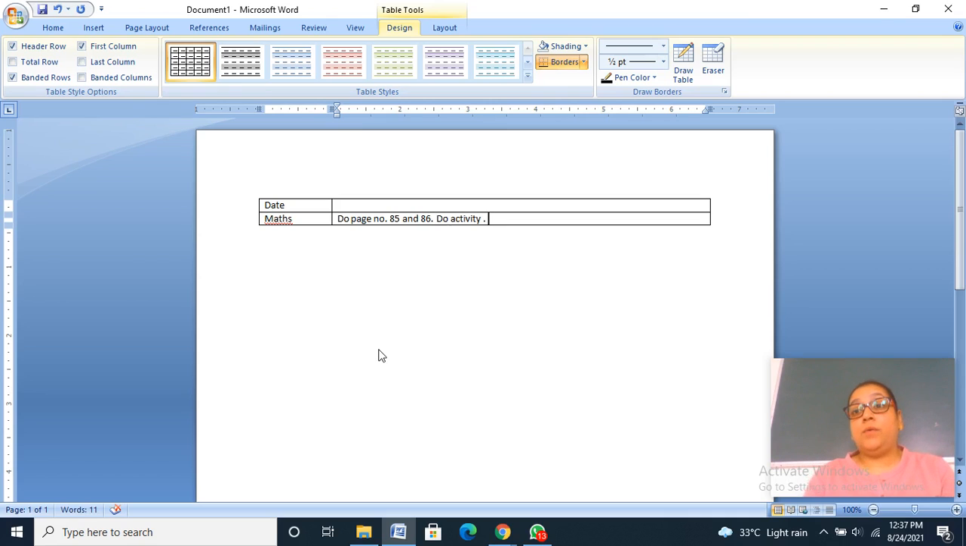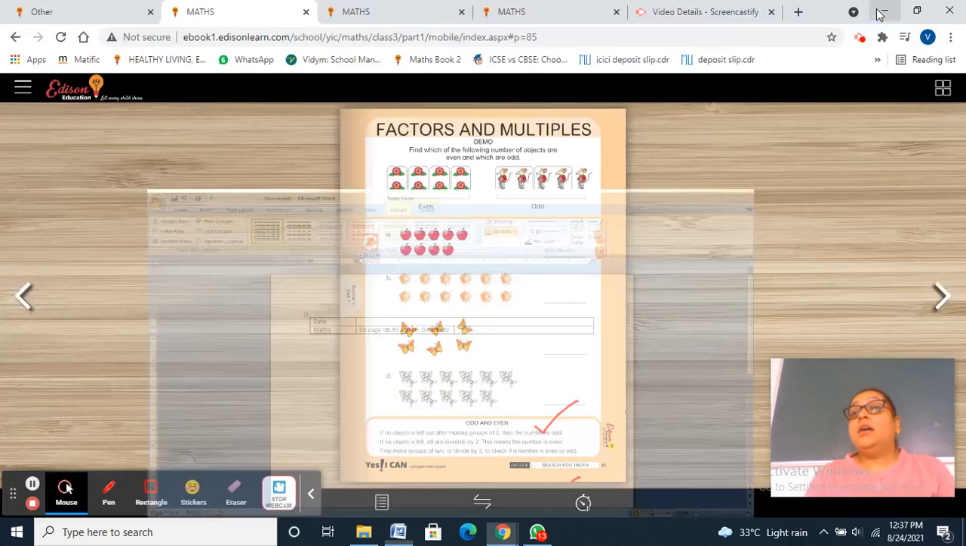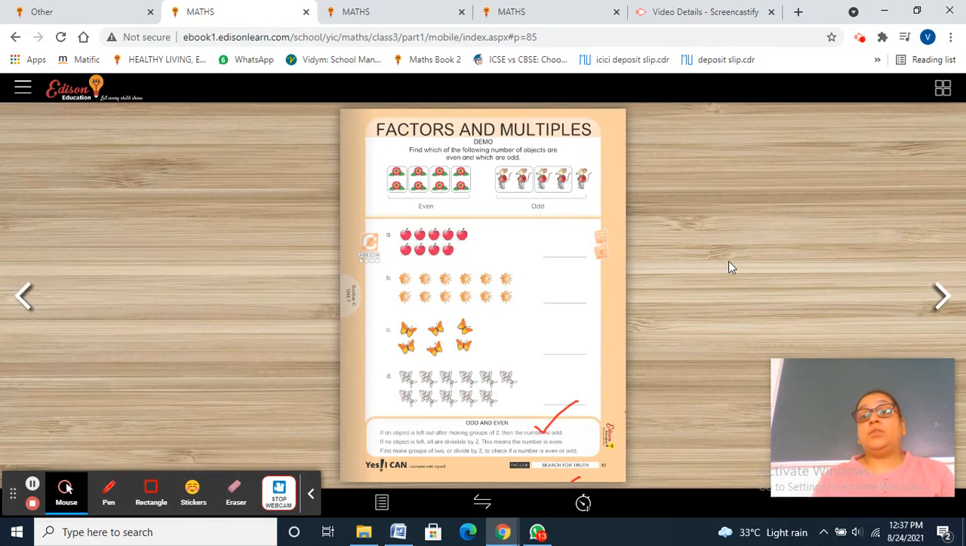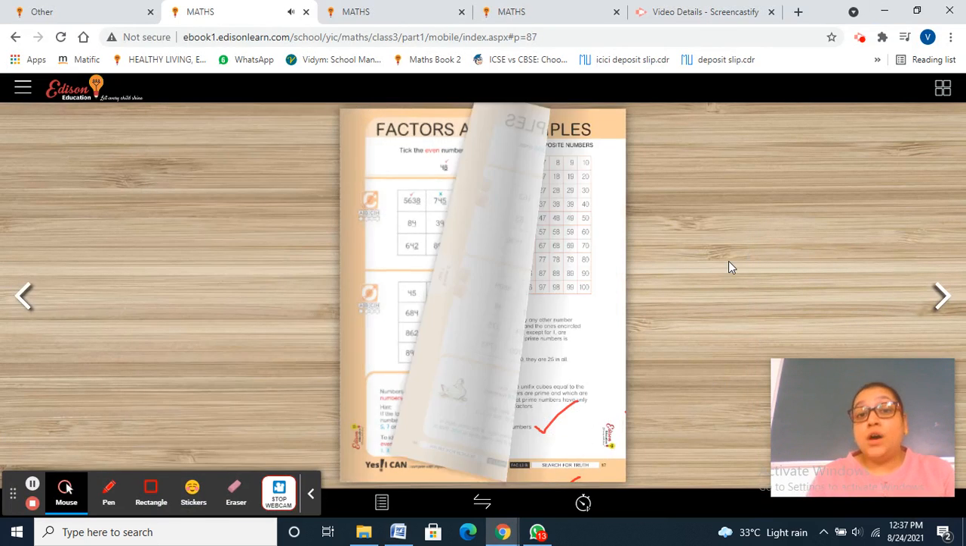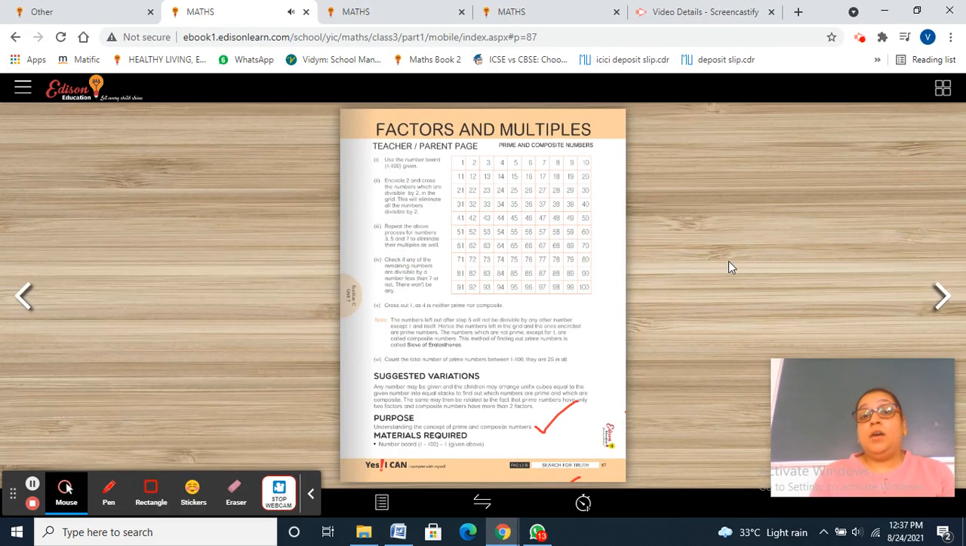In the next class, we are going to learn more about factors and multiples. We are going to observe more about the even numbers and the different kinds of numbers. You did even numbers and odd numbers in today's class. In the next class, we are going to talk about prime numbers and composite numbers.